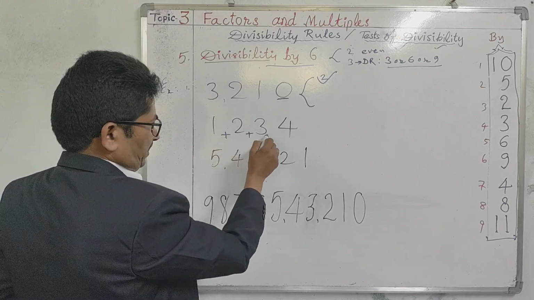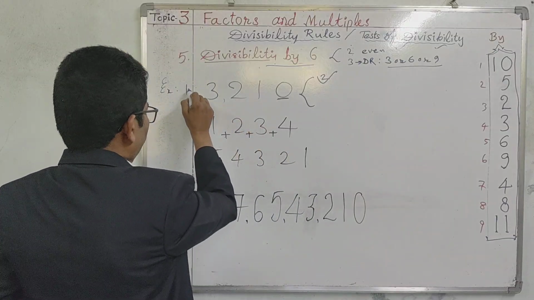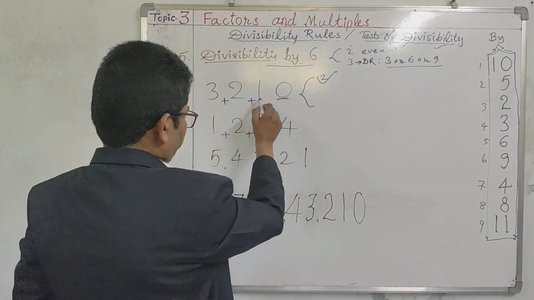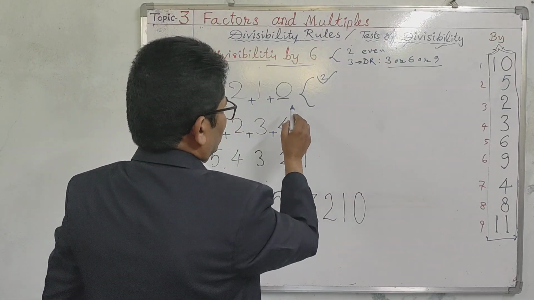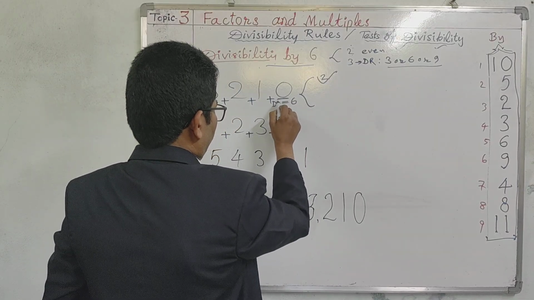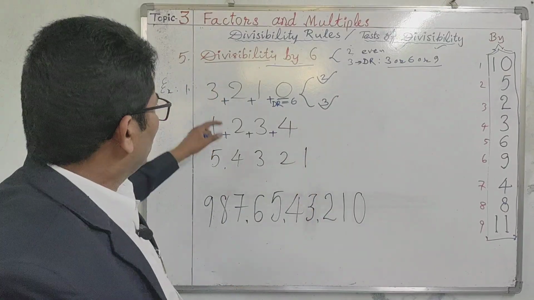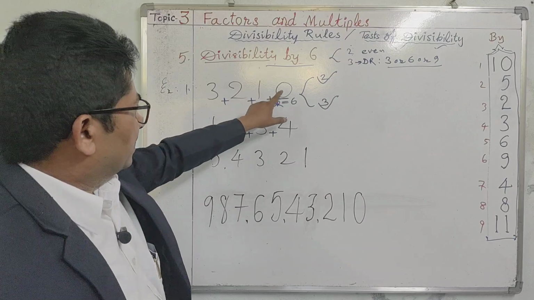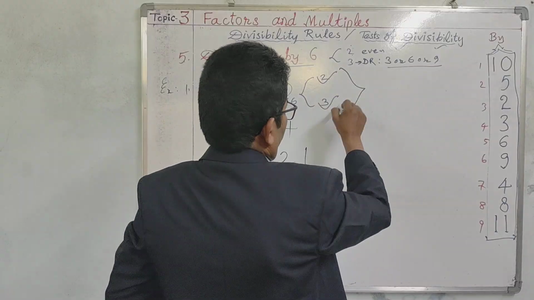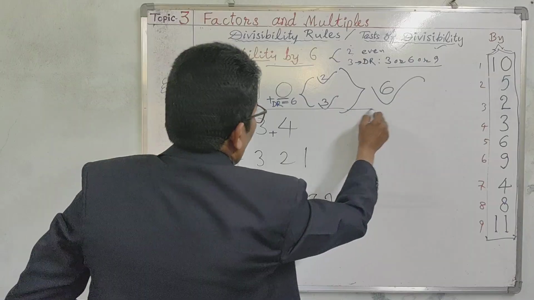Sorry, here, this first problem: 3 plus 2, 5, 5 plus 1, 6, 6 plus 0, 6. Here we have the digital root 6. So that's why it is exactly divisible by 3. 3210 is exactly divisible by 2 and 3. So that's why this is also exactly divisible by 6. So this is the first problem.